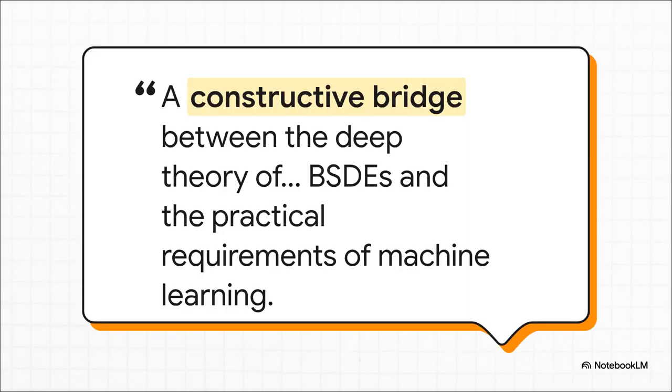And that whole constructive bridge idea, that is absolutely key here. See, NEOs aren't just some abstract theory stuck in a lab somewhere. No, they are built from the ground up to connect this super deep math. We're talking about something called backward stochastic differential equations, which is just a fancy way of saying equations that work backward in time to figure out uncertainty, with the actual tools that machine learning experts use every single day.